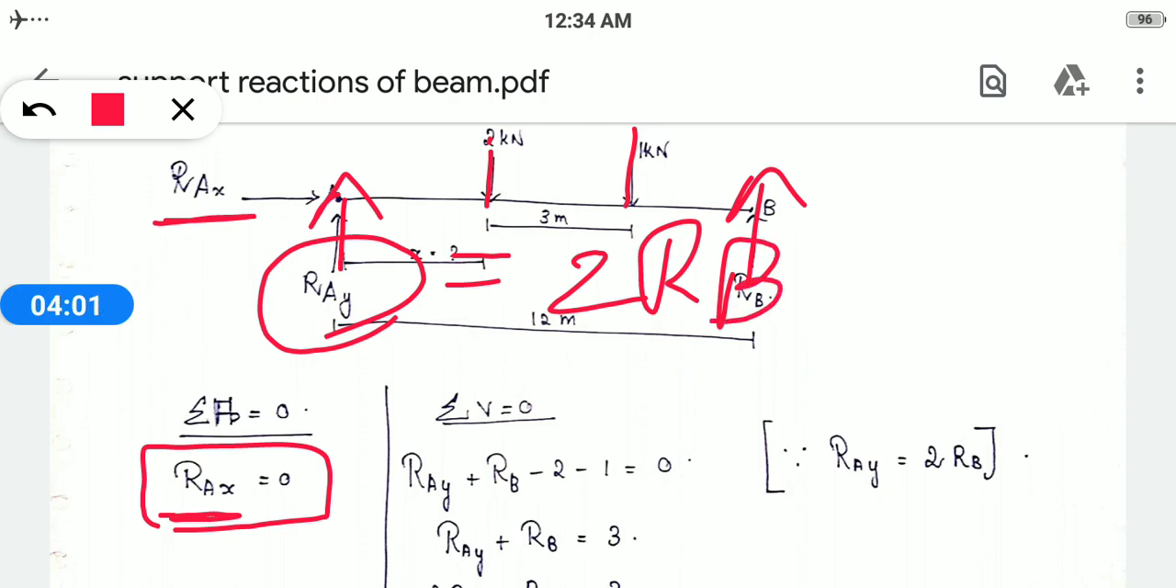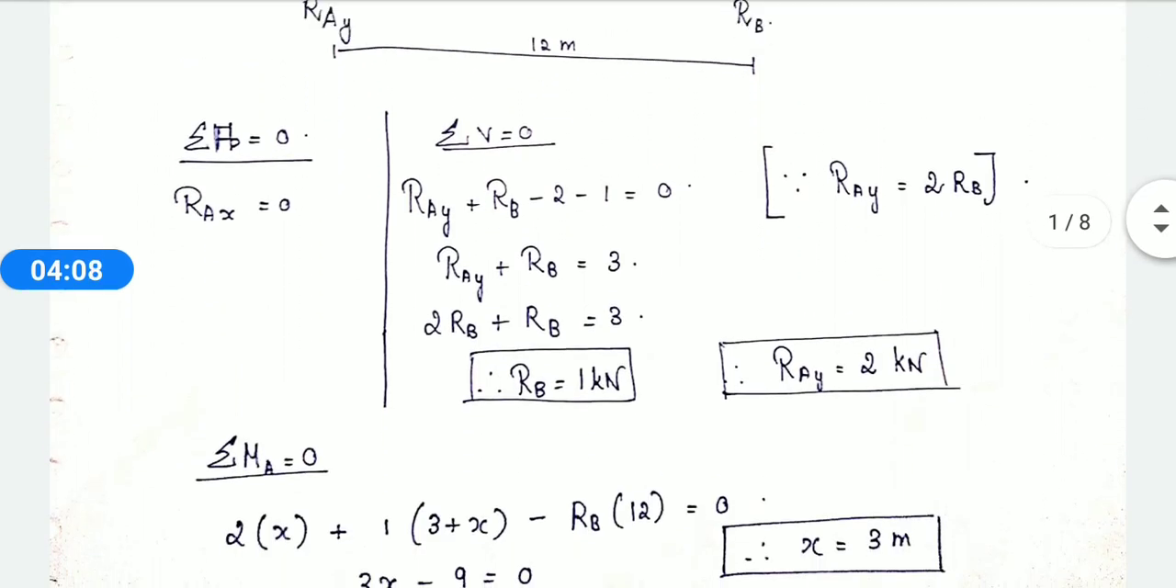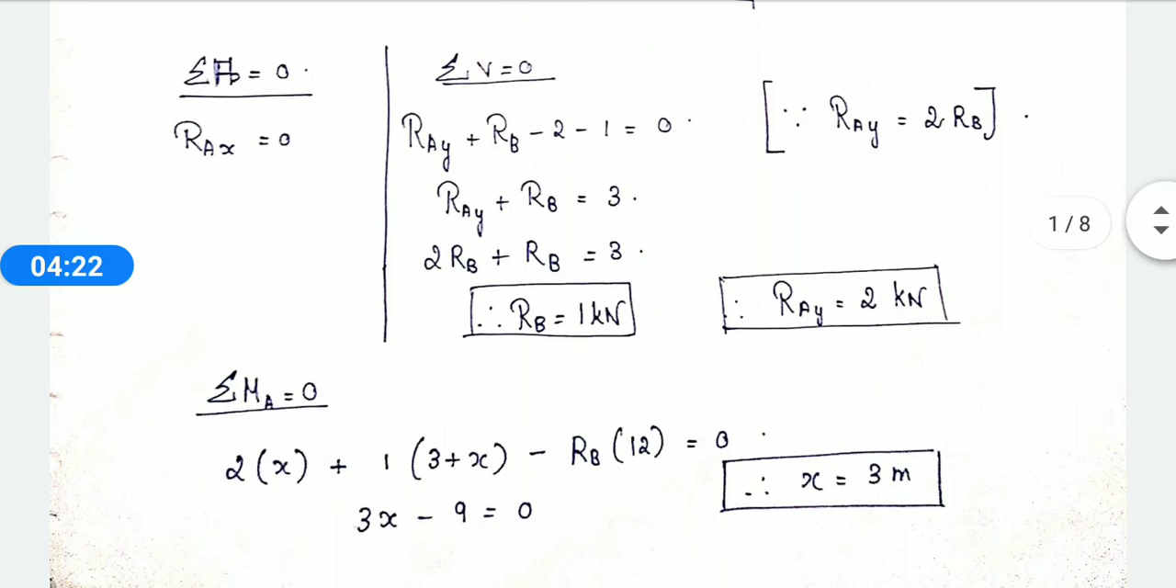So we come to know RAY is equal to twice the RB. Substitute in the equation to find the value of RB. So what will be the RAY? RAY is twice of RB, so 2 into 1 is equal to 2 kilonewton. Now you have got all the reaction values, that is RAX, RB and RAY.